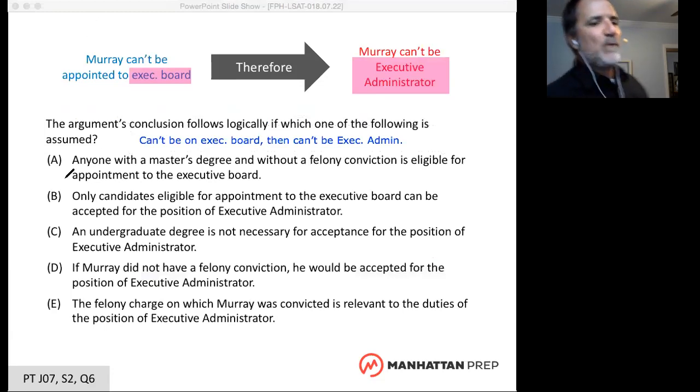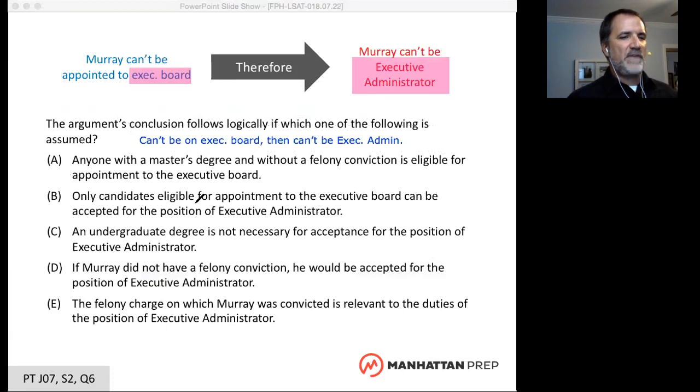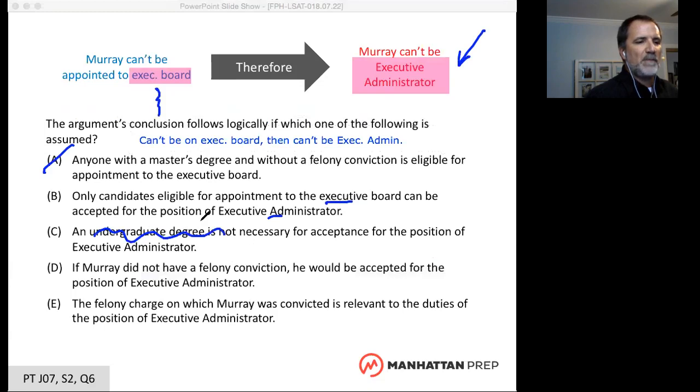So I look at answer choice A. Anyone with a master's degree without a felony conviction is eligible for appointment to the executive board. Great. That's telling me something about the executive board, but that's not telling me anything about executive administrator. That's out of here. I'm going to leave B because it is connecting executive board to executive administrator. Undergraduate degree is not necessary for acceptance to the position of executive administrator. Okay, so an undergraduate degree is not necessary. Well, we know Murray has an undergraduate degree, so I'm not really concerned about that. And again, that doesn't link the two ideas that I'm trying to link. That doesn't tell me how executive board is connected to executive administrator.